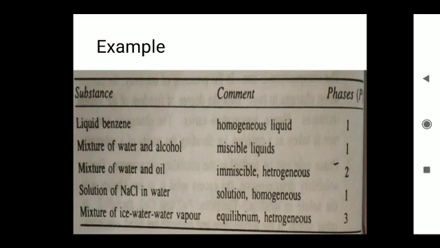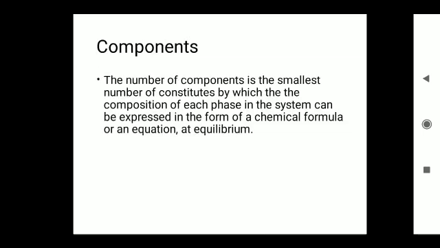Solution of sodium chloride in water. The sodium chloride is dissolved in water to produce a solution, so the solution is homogeneous in nature, so the number of phases is 1. A mixture of ice, water and water vapor, which are in equilibrium with each other, is heterogeneous in nature, so the number of phases is 3.